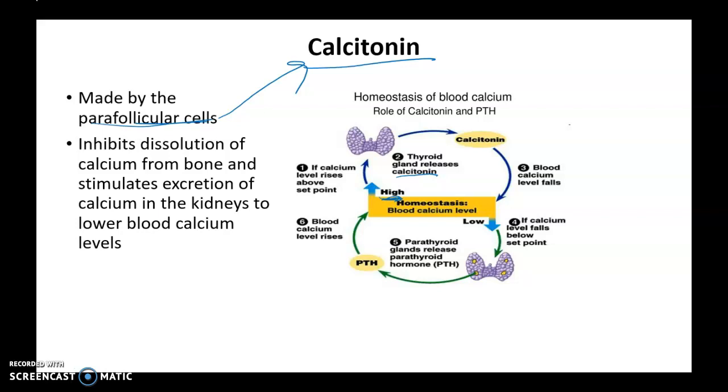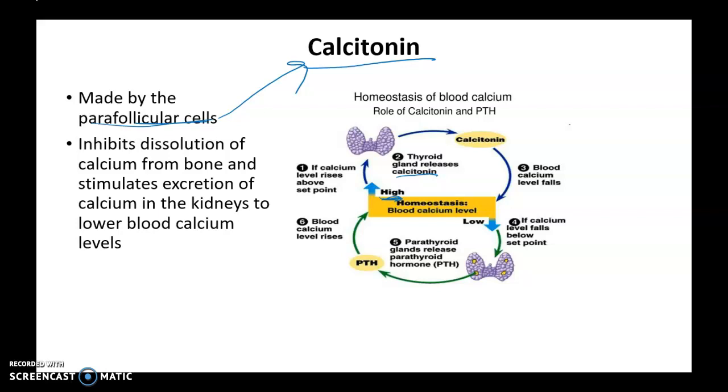So when the blood calcium level is high, calcitonin inhibits osteoclast activity, therefore inhibiting bone dissolution. So calcitonin causes the bones to retain calcium, and it also causes the kidneys to release more calcium via urine. And by these two mechanisms, the blood calcium level drops, coming to normal.